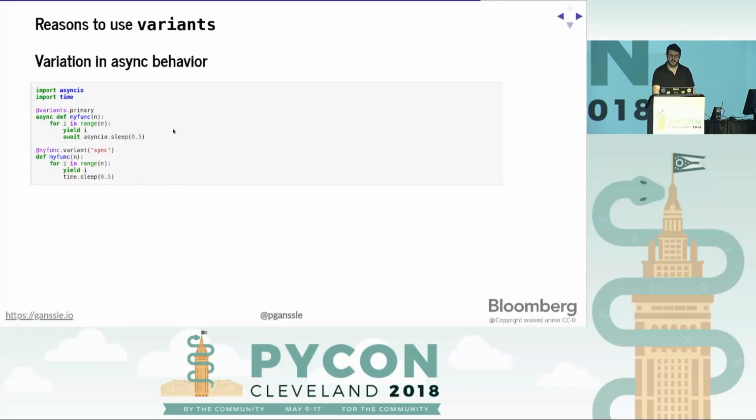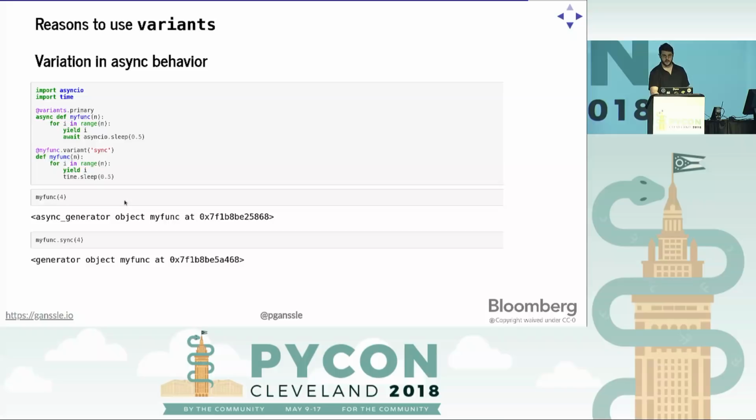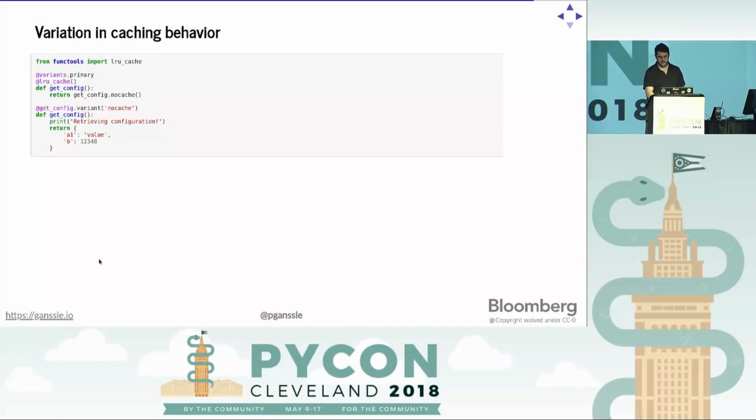You can have variation in async behavior. So you can write an async function, and then if you have a blocking version of it, you just create a sync variant, and so you have myfunc, it's an async generator, and then myfunc.sync, it's a generator.